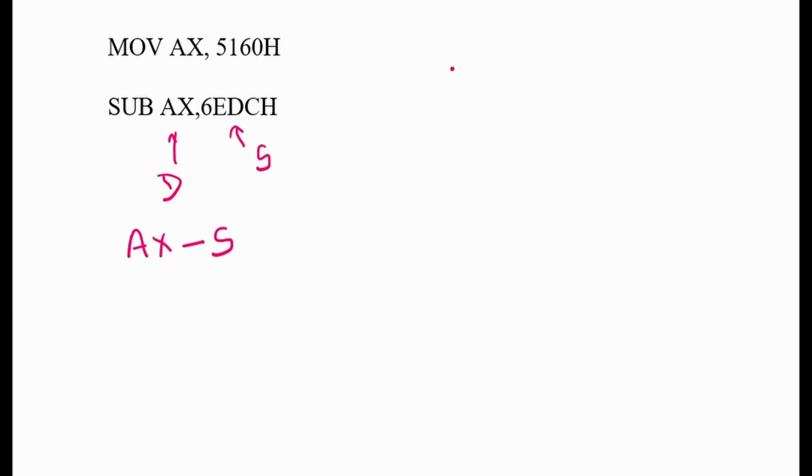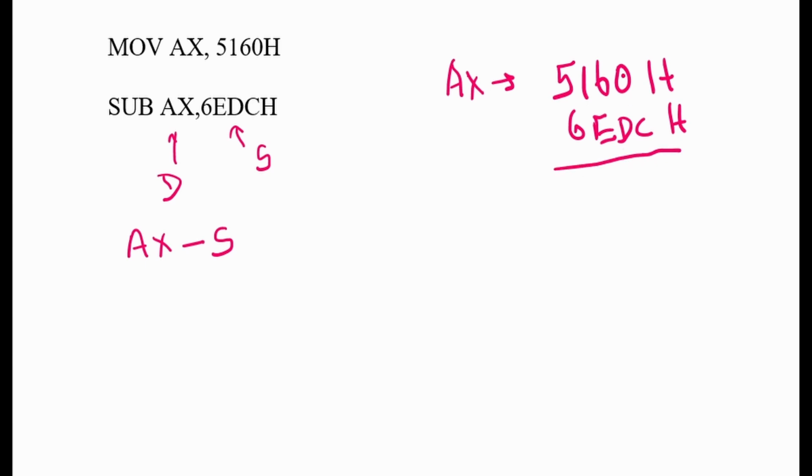So here in AX, we have 5160H. Then in the second instruction, we have 6EDCH. Now you subtract this. Here you have 0. So you may not subtract C from this 0. C means 12. So you borrow 1 from here. So this will become 5 and this will become 16. So 16 minus 12 is 4.